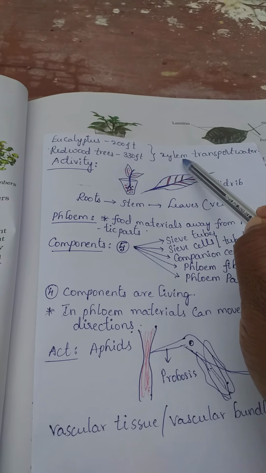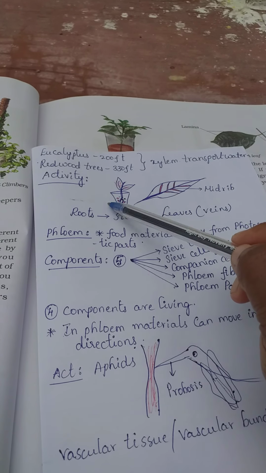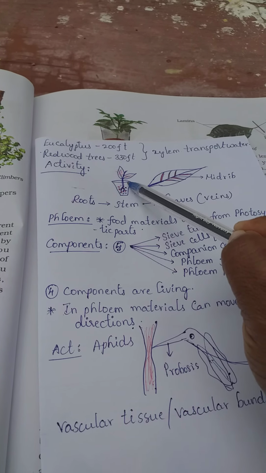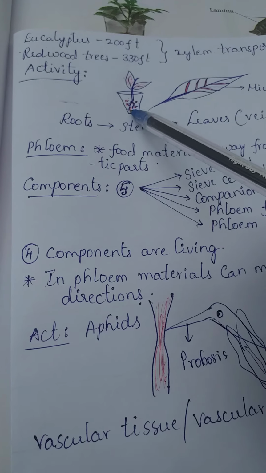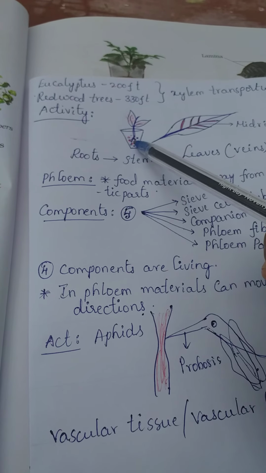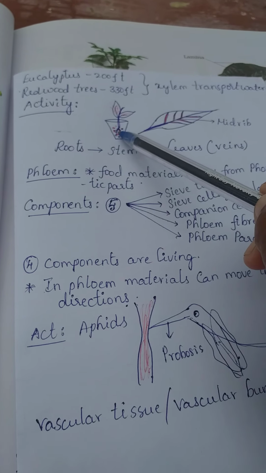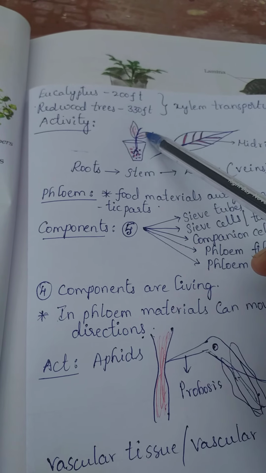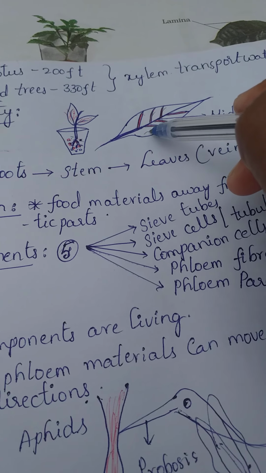To know whether xylem is participating in transportation or not, we have a small activity. That is what we are going to explain now. Take a small glass, fill it with water and add some red ink. In that red color water, put an amaranthus plant or any small plant which has roots. After some time, if you observe the leaf structure, you will see red color lines appear on the veins.